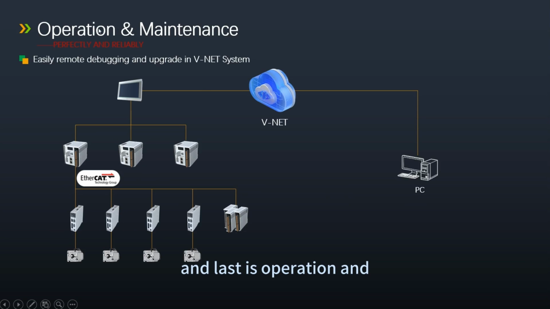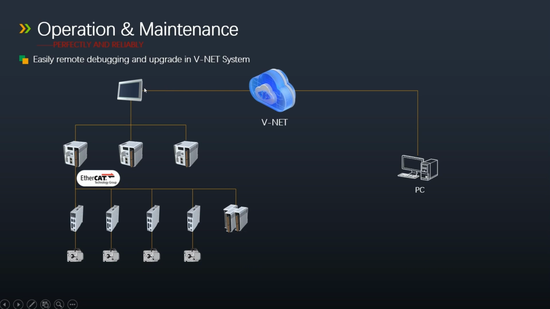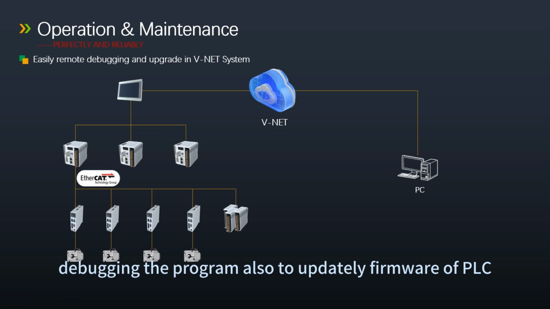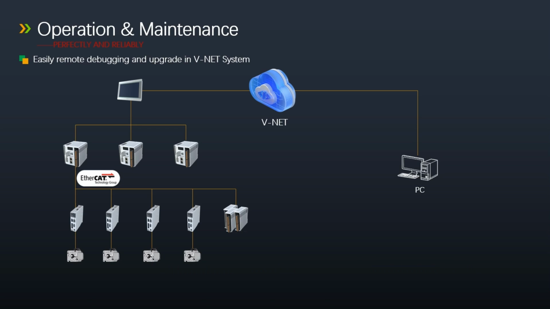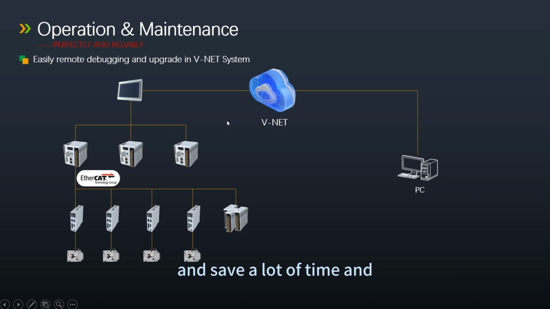And the last is operation and maintenance. With our VNet system, you can pass through our HMI, IG series HMI or VBox, to access the LAN of the LX6C, to upload, download, and debug the program. Also to update the firmware of the PLC. So with these functions, you can debug at home and save a lot of time and labor cost.